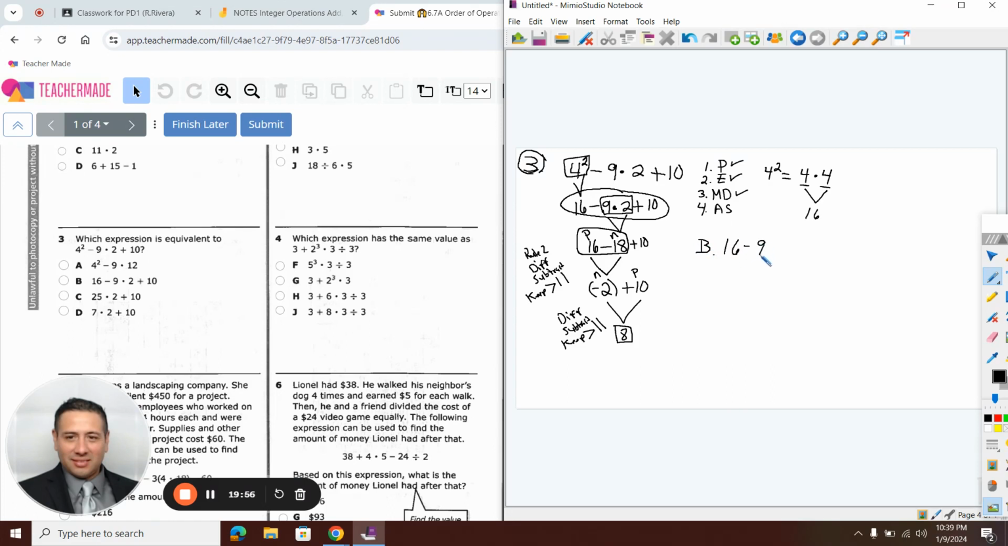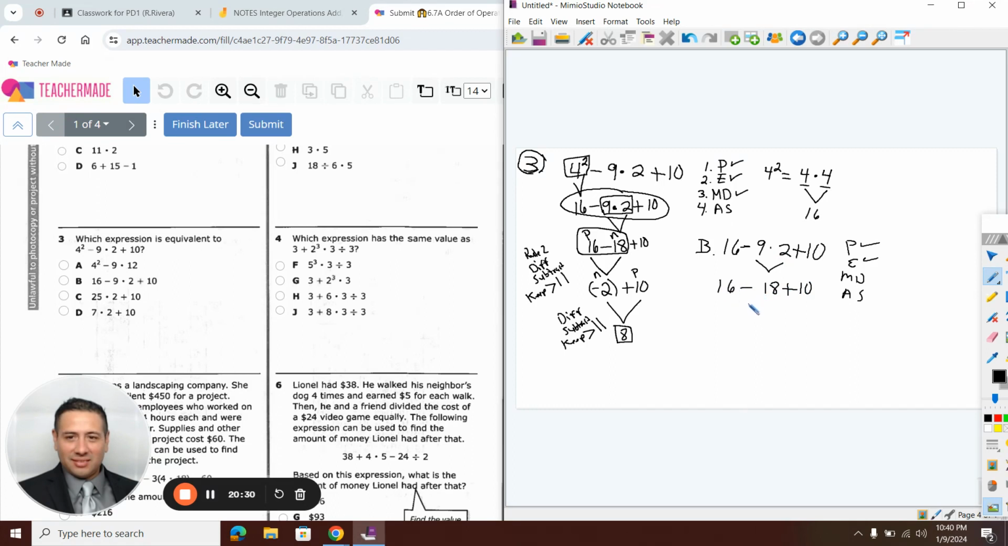So I'm going to go 16 minus 9 times 2 plus 10. Okay, so we'll have here the PEMDAS again. So here I'm gonna go ahead and first multiply, because we don't have parentheses, we don't have exponents, we have multiply. 9 times 2 would be 18. I bring everything down.